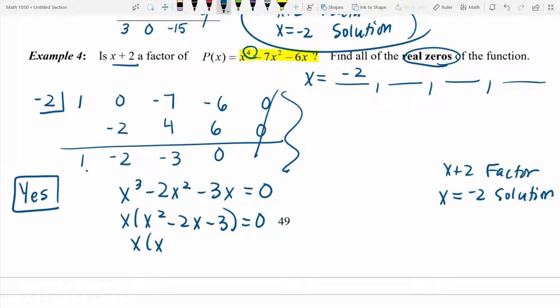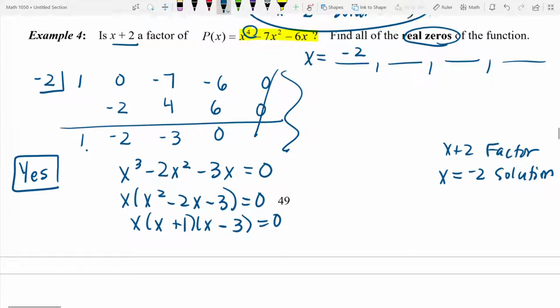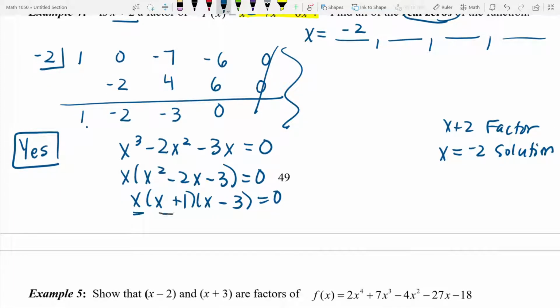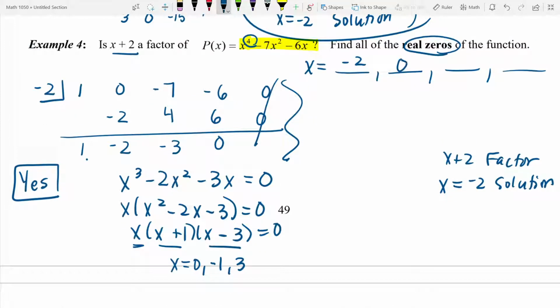Now I'm going to keep factoring. So the x to the second goes to an x and an x. The 3 is going to split to a 3 and a 1. Signs are different. Biggest is a negative. Looks like that. So now set them each equal to 0. So I get x equals 0, negative 1, and positive 3. So I'm going to add them over here: 0, negative 1, positive 3. Those are my answers, and I'm done.